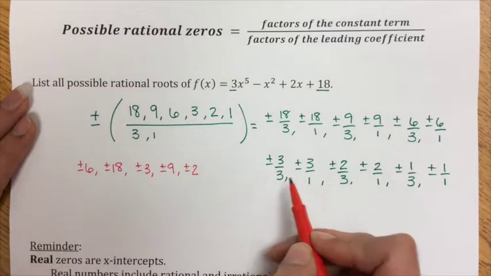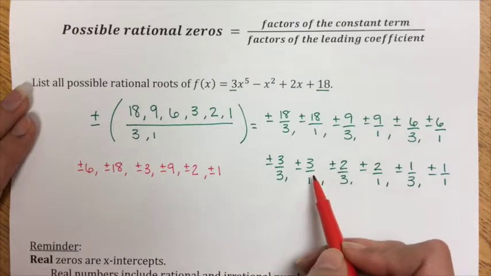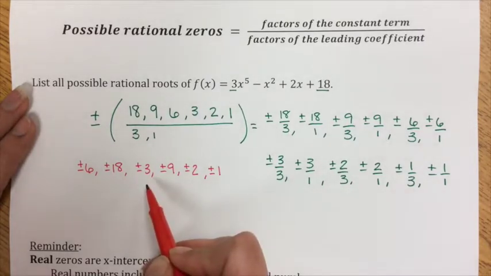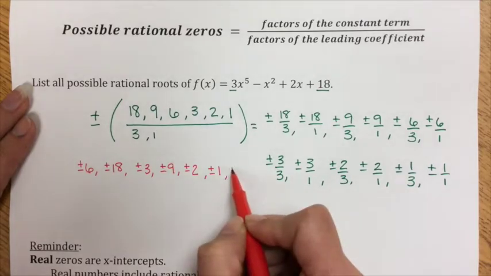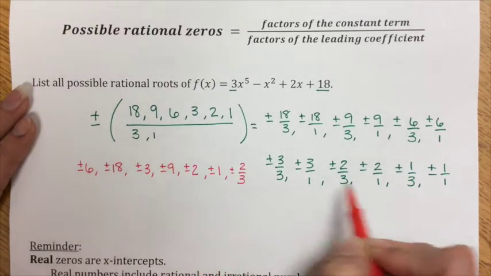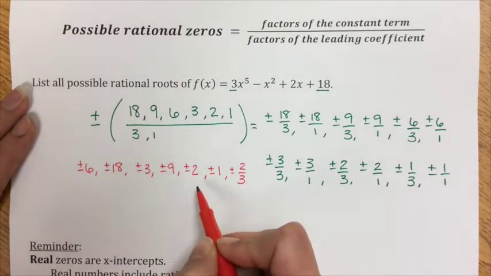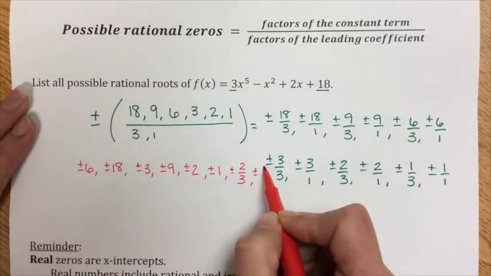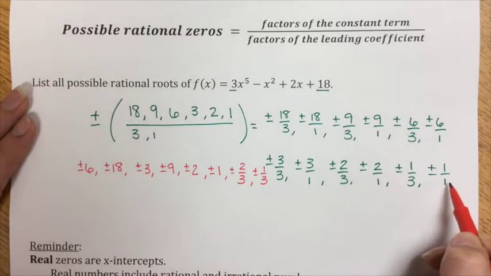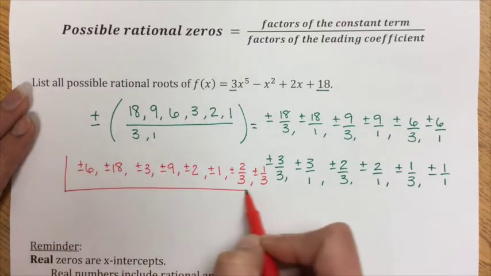3 divided by 3 is 1, so we're going to include plus or minus 1. 3 divided by 1 is 3, but we already have it, so we don't need to write it again. 2 divided by 3, plus or minus 2/3. 2 divided by 1 is 2. We already have that. We do not need to write it again. 1 divided by 3 is plus or minus 1/3. And then 1 divided by 1 is 1. We already have that, so we don't need to write it again. Here is the complete list.